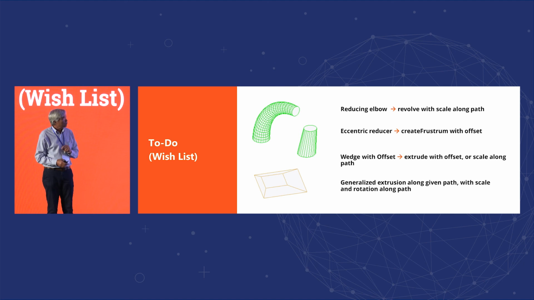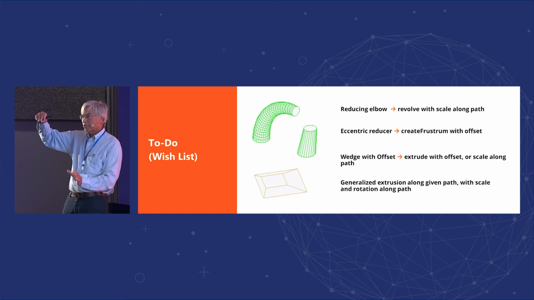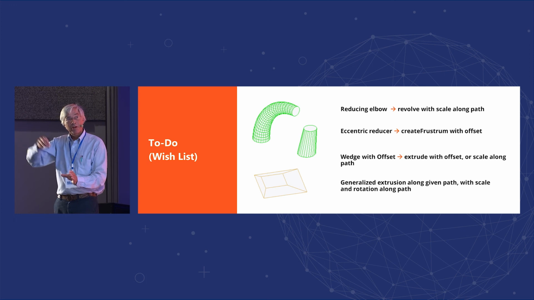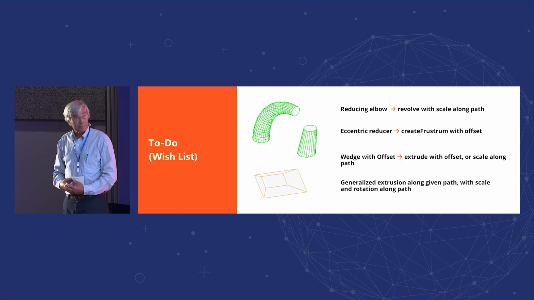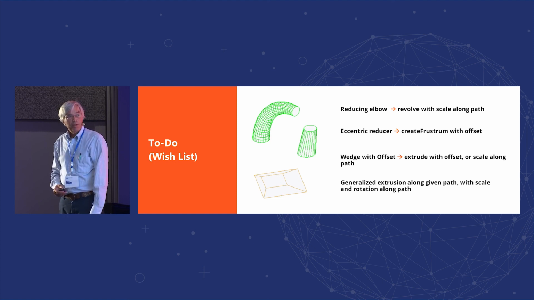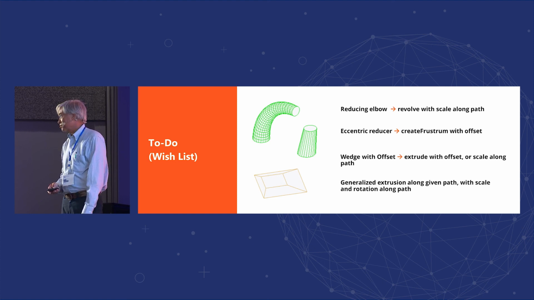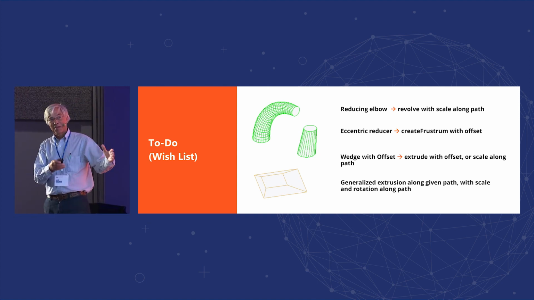There's also, for example, an eccentric reducer, which is like a cone, except that it's a little bit offset. In order to do that, we also have to have an offset possibility with the extrusion. And another one would be an offset with a wedge. But anyway, I'm sure these are things that the development team can fairly easily get a handle on.